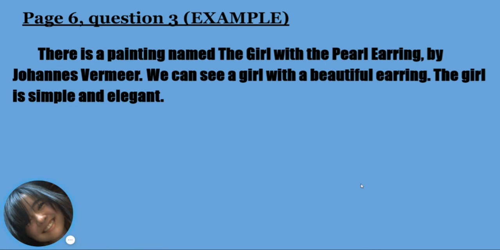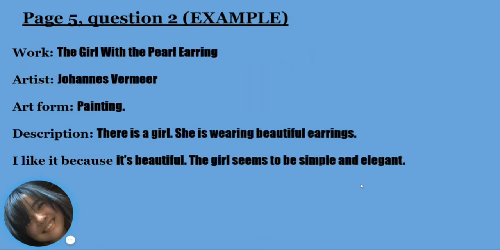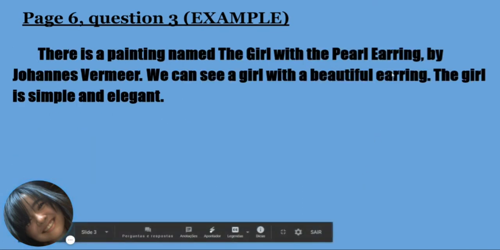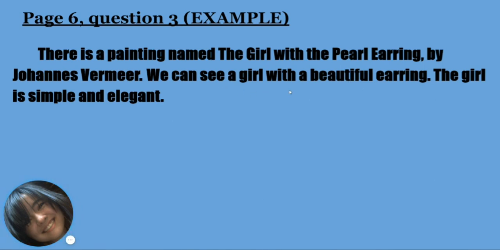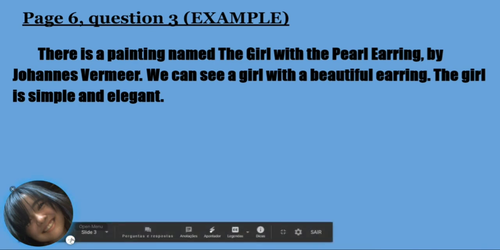The girl seems to be simple and elegant. Page 6, question 3. Just get this information and write it in the form of a text. There is a painting named The Girl with a Pearl Earring by Johannes Vermeer. We can see a girl with a beautiful earring. The girl is simple and elegant.